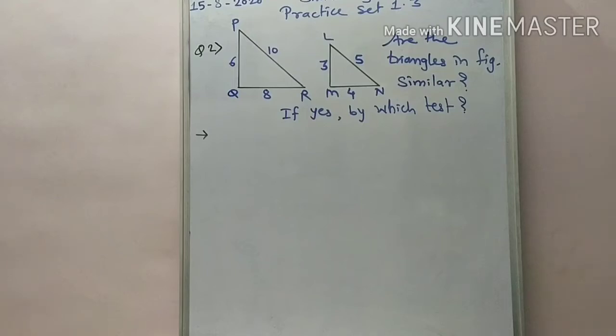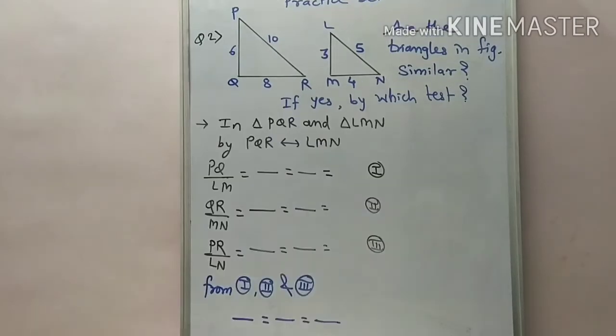So we verify the SSS test here by the one-to-one correspondence of vertices. Okay, so pay attention over here. We write, in triangle PQR and triangle LMN, by one-to-one correspondence, PQR corresponds to LMN. So for PQ the corresponding side is LM.